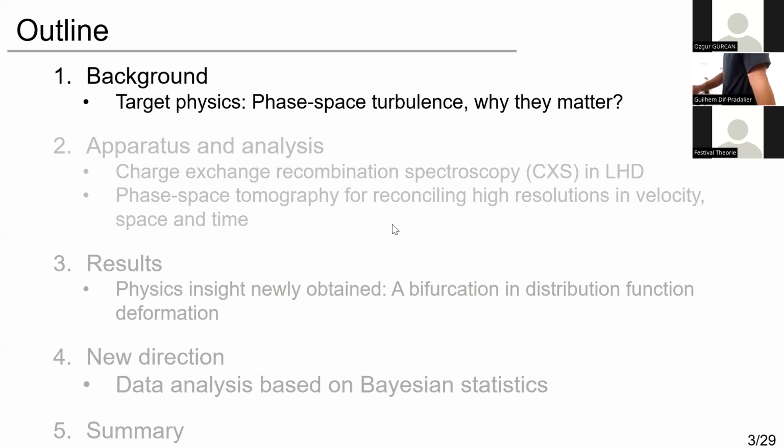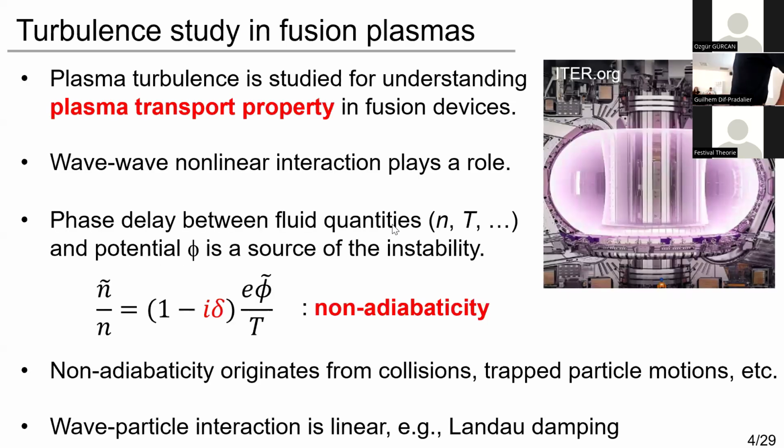So first, background. So this is a convention of the turbulence study in fusion plasmas. Of course, we study the turbulence to understand the plasma transport property in fusion devices like existing devices and also the future devices like ITER. In that context, the wave-wave nonlinear interaction plays a role for the turbulence development and also the turbulence saturation and also the flow drive, which in turn regulates the turbulence and makes a self-regulating system.